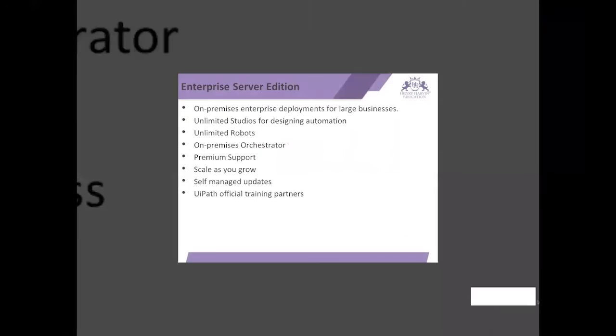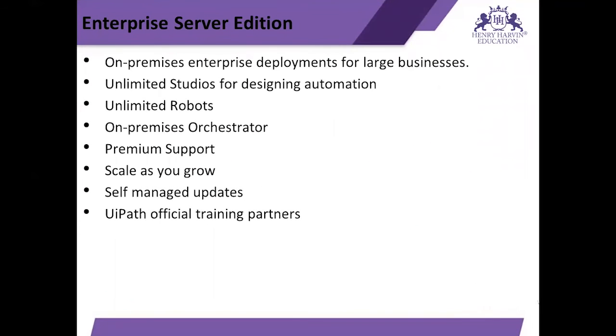Next is Enterprise Server Edition. It provides you on-premise enterprise deployments for large businesses. That means you will be getting a server in your office location, or in your work premises. You will get unlimited studios for designing automation. Also, you will get unlimited robots, on-premises Orchestrator, premium support, scale as you grow, self-managed updates, and UiPath official training partners.